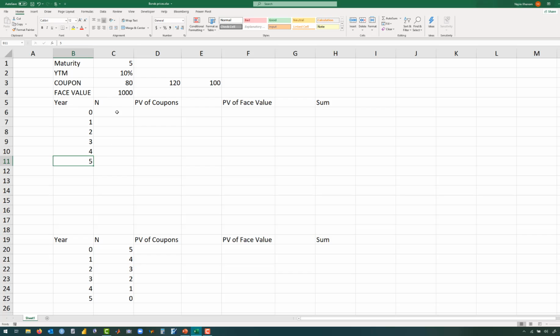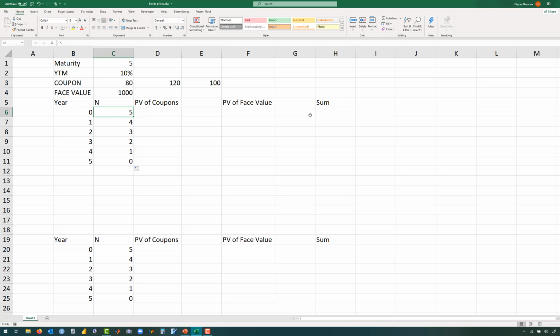If it is now and there are 5 years remaining to maturity, that means n is equal to 5. Next year, the maturity of the bond will be 4, that means 4 years till maturity, and then 3, 2, 1, 0. So today the maturity of the bond is 5 years, that's why our n is 5.